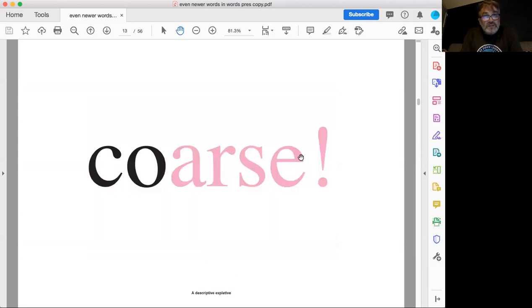A descriptive expletive. This is one that I did years ago, spotting the word arse and the word coarse. Coarse language is vulgar language. So just the fact that the word coarse has the word arse in it, which would be considered to be a piece of vulgar language. Arse.